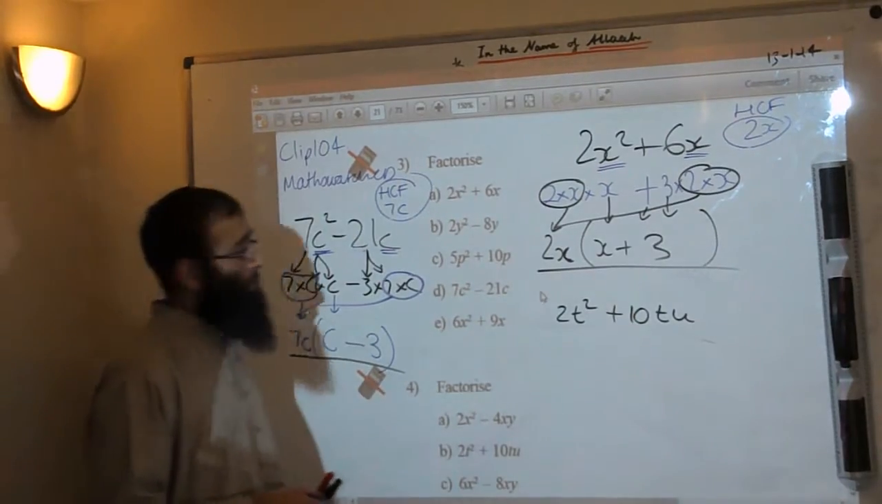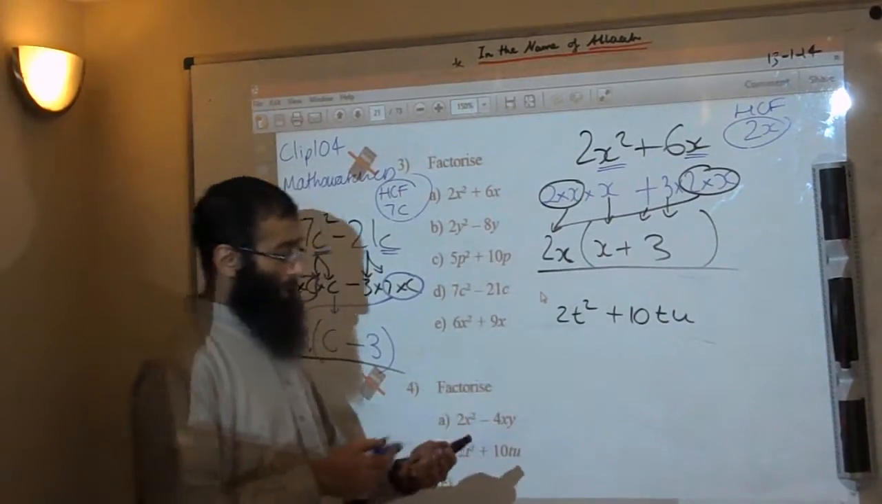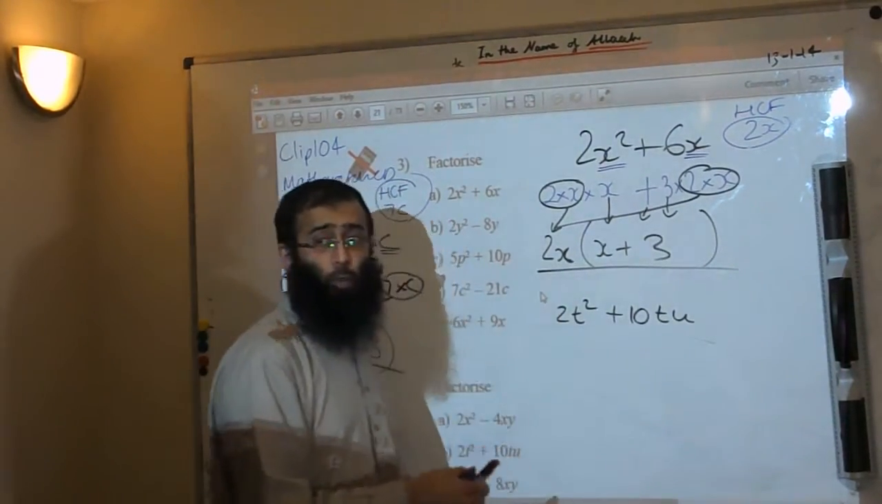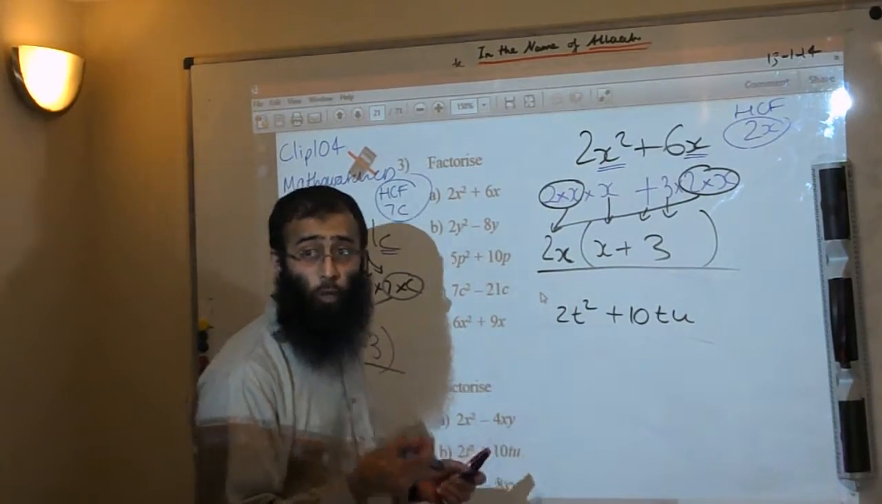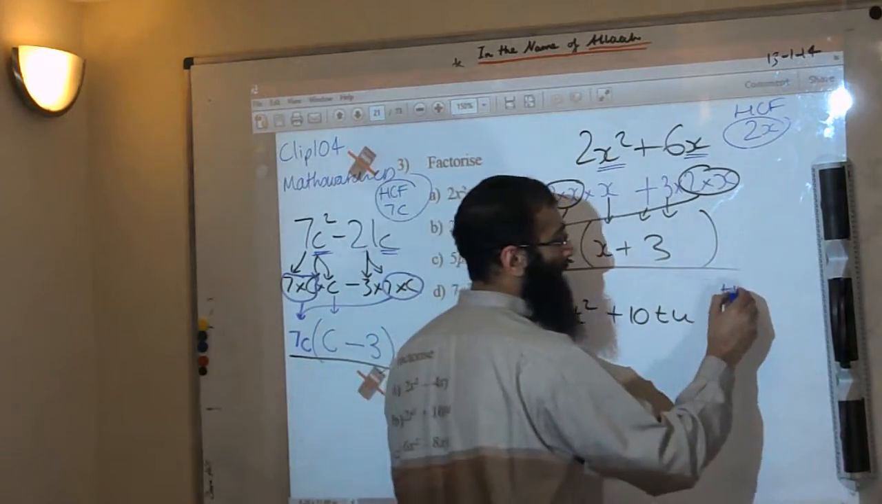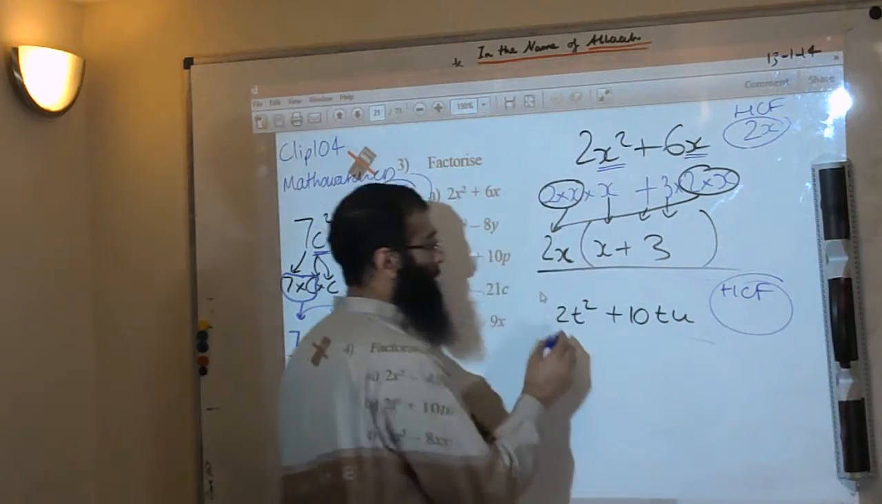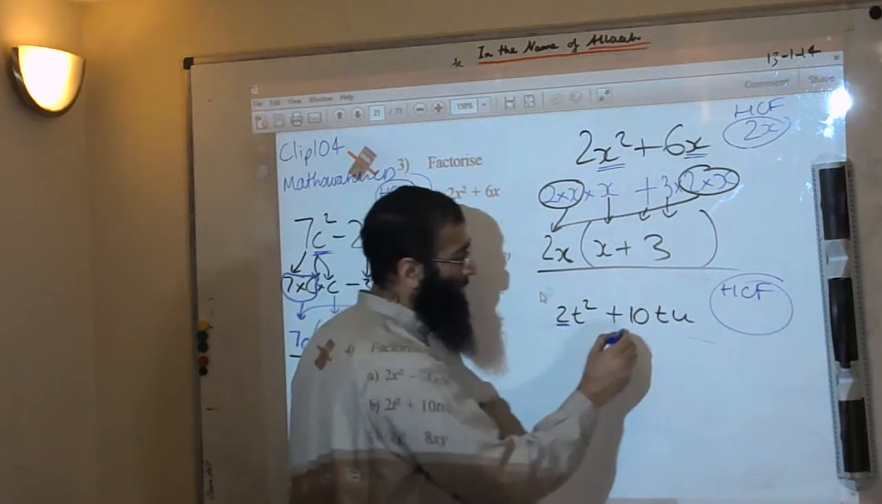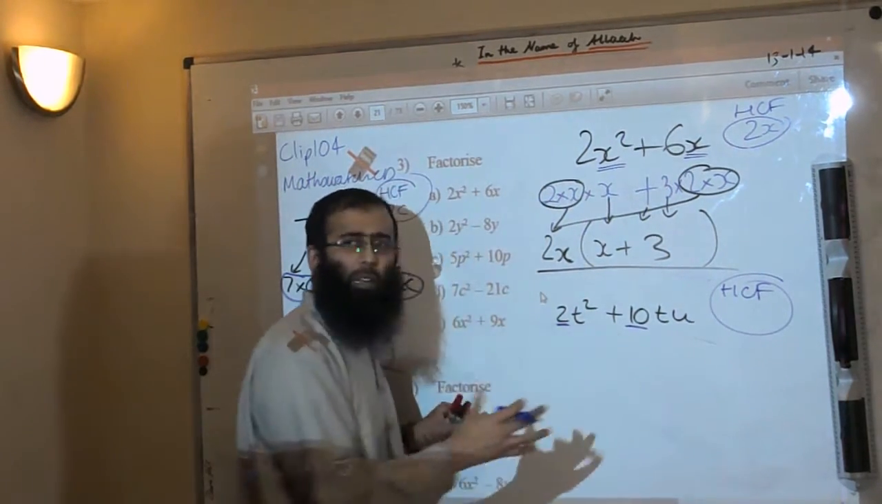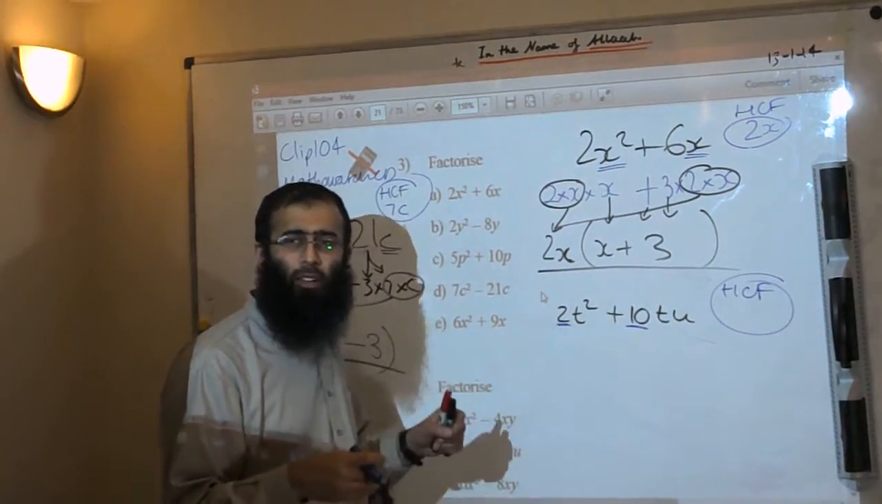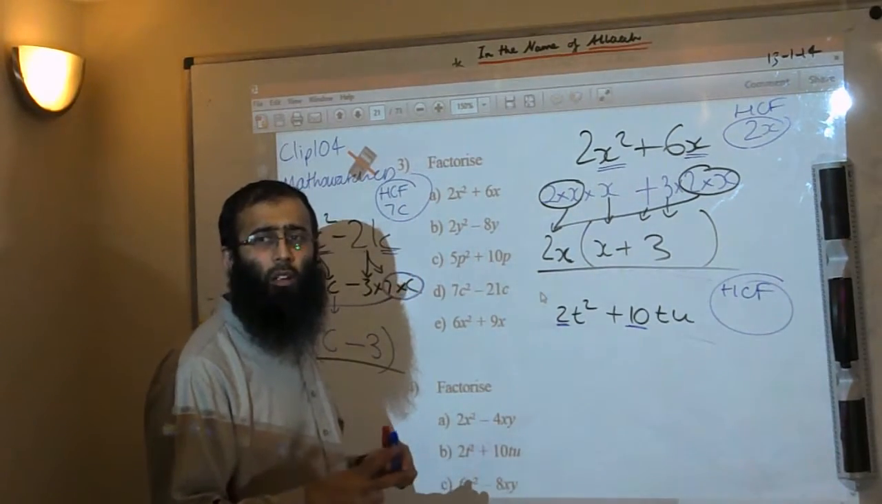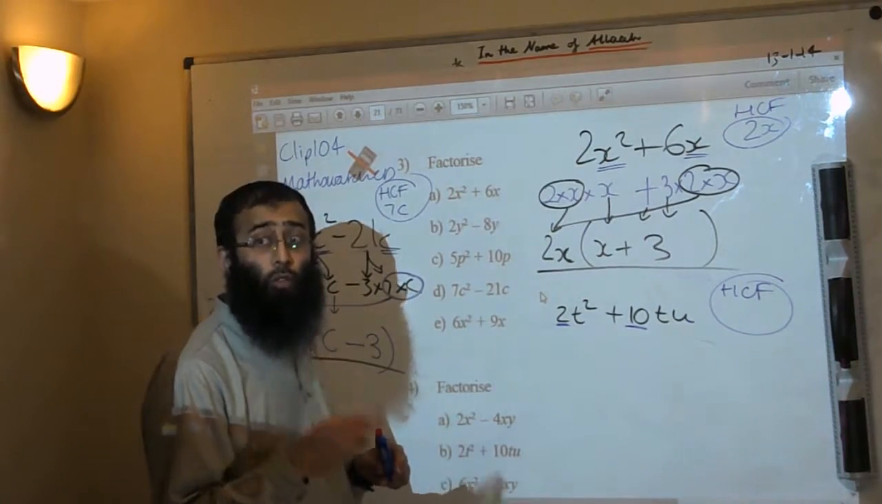Are we ready for this next question? Yeah. We look at the question and think, what can we see that is common? You look at it and try to identify it. So we're looking for the highest common factor. We have a 2 and another number, 10. What is the highest common factor? They both share the number 2.